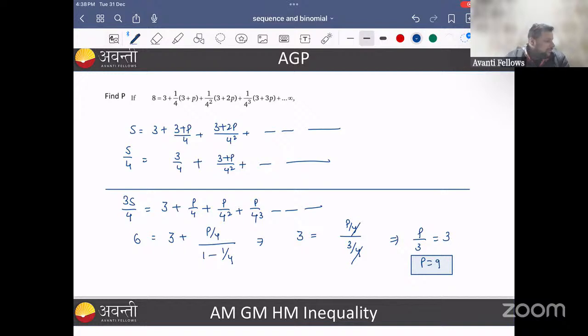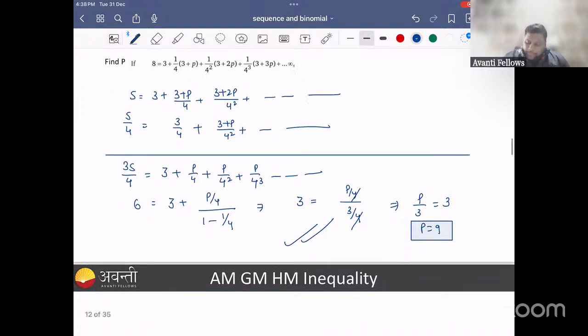P is 9. Fair enough? This is the problem, but as such, I contradict with this question. This is also a previous year JEE Mains question. Why do I contradict? Because the common ratio of the GP is, no, that's fine. Okay, common ratio is independent of P. Common ratio is 1 by 4, fine. This is totally correct. So your P is 9.